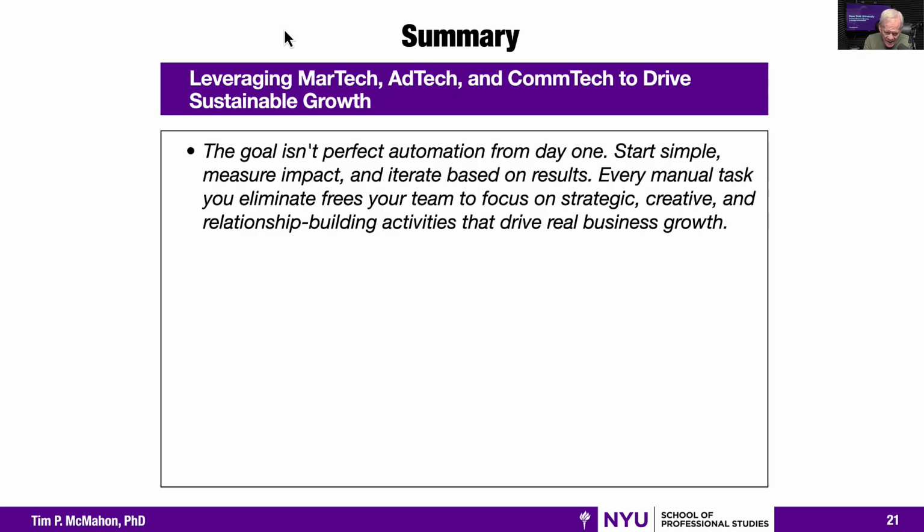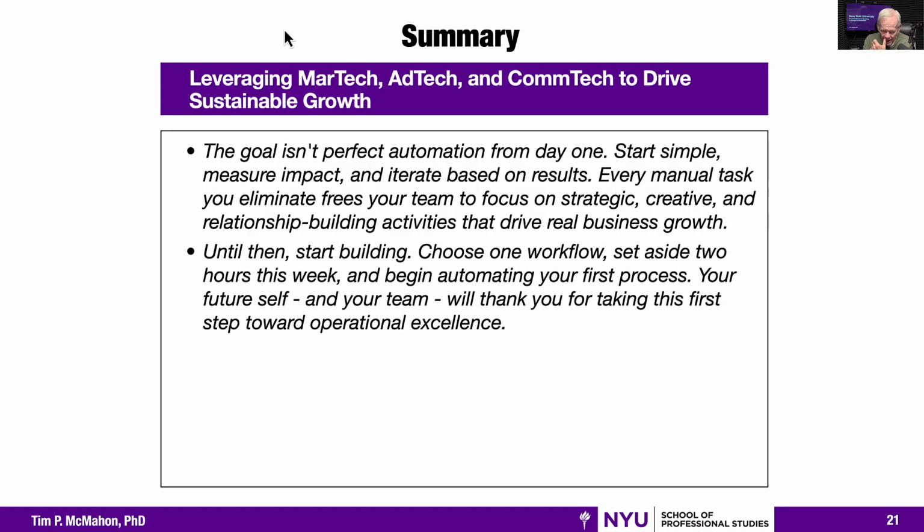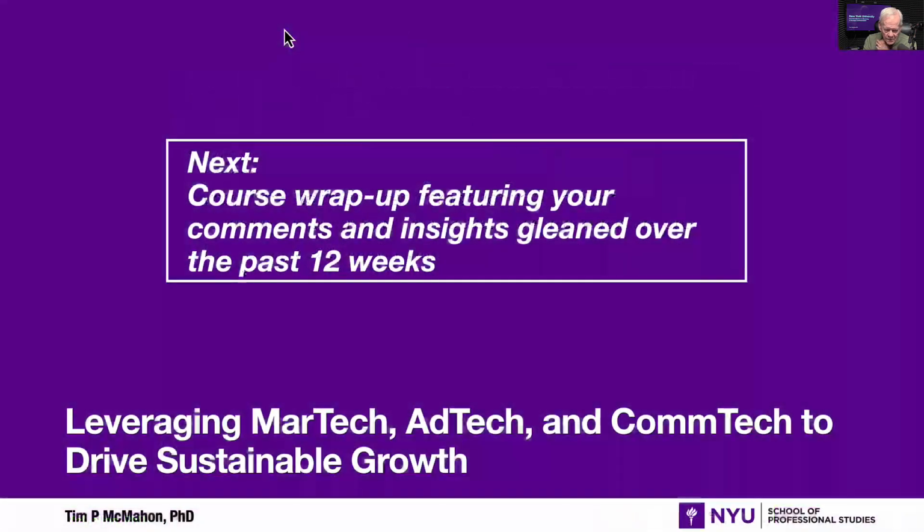Every manual task you eliminate frees your team to focus on strategic or creative or relationship building activities. Until then, start building. Choose one workflow. Set aside 2 hours this week and begin automating your first process. Your future self and your team will thank you for taking this first step forward toward operational excellence. That's what it's all about, folks.